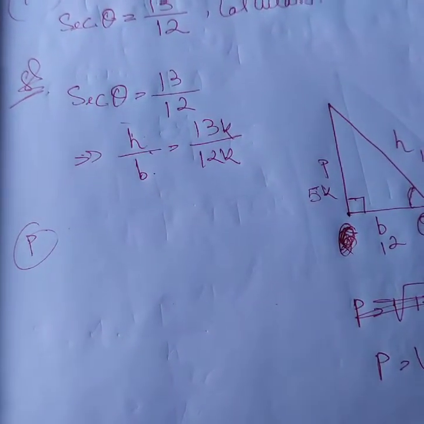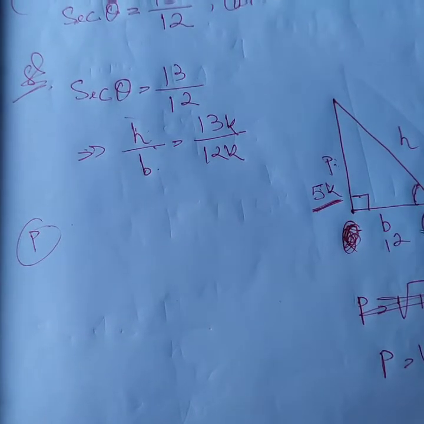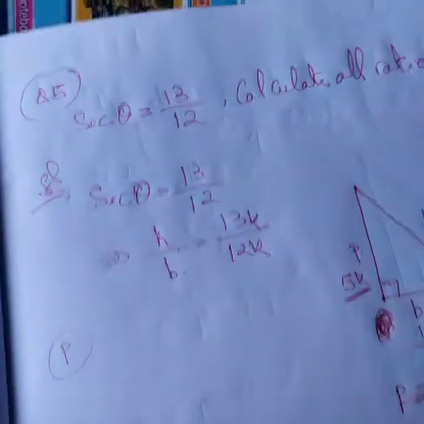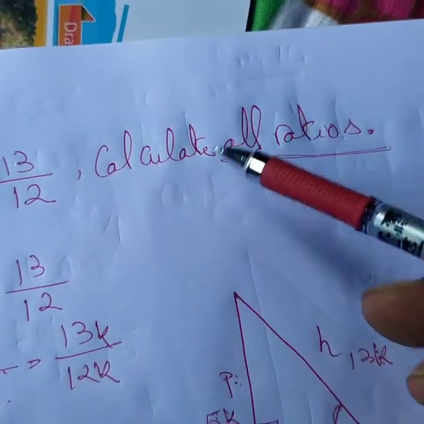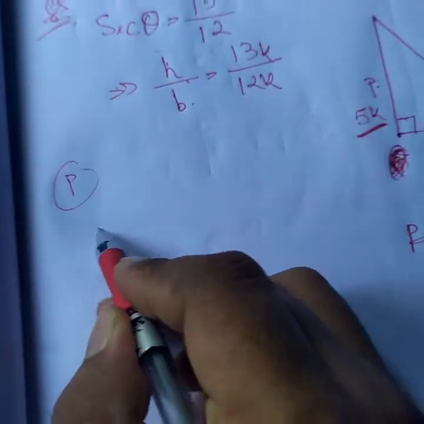So now we have found all the values. Perpendicular, what did we find? We found that it is 5k. Then base 12k. Hypotenuse will be 13k. Now the question asks you to calculate all the ratios. All the ratios means starting from sine up to cosec. Sec is already there. So let us start with sine.